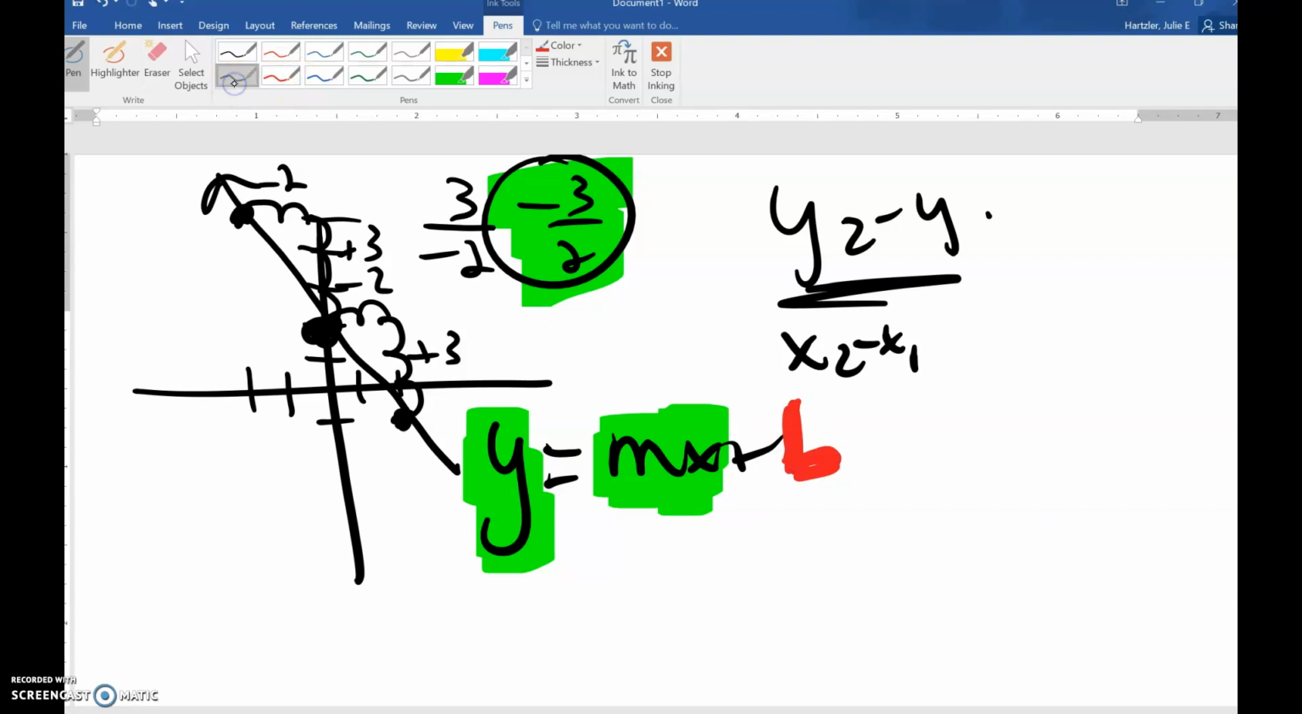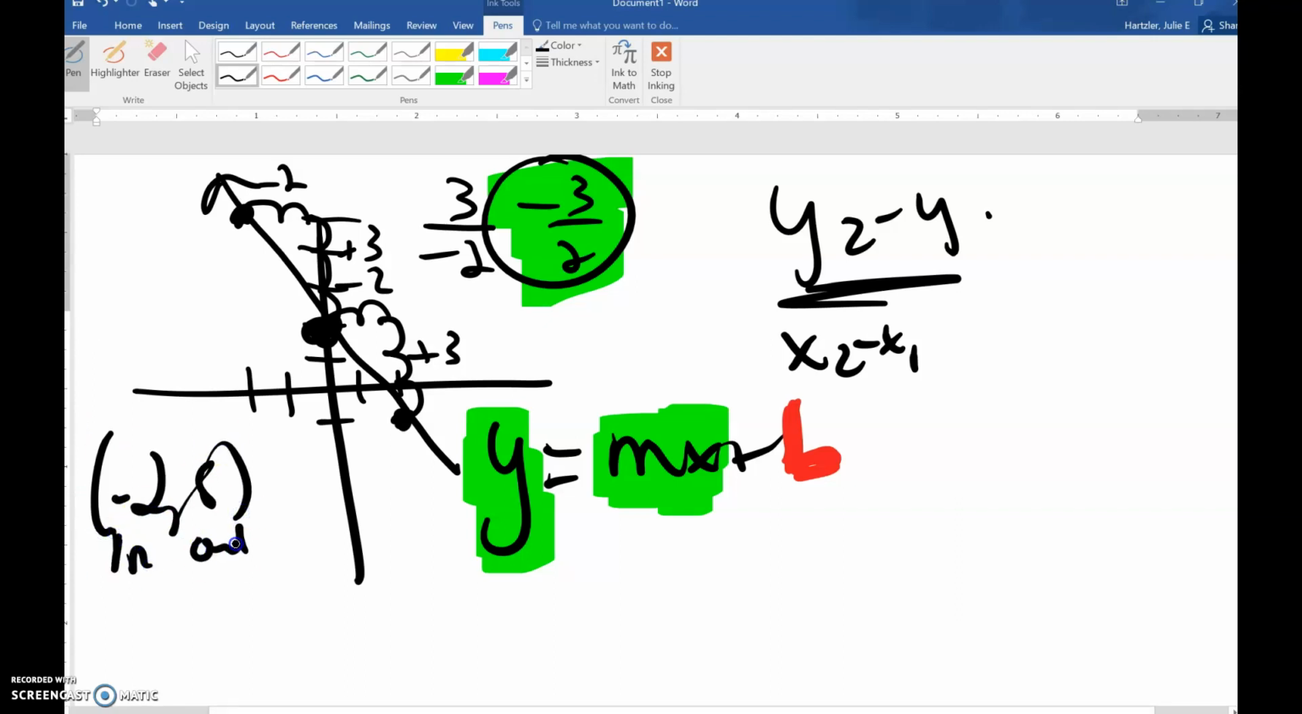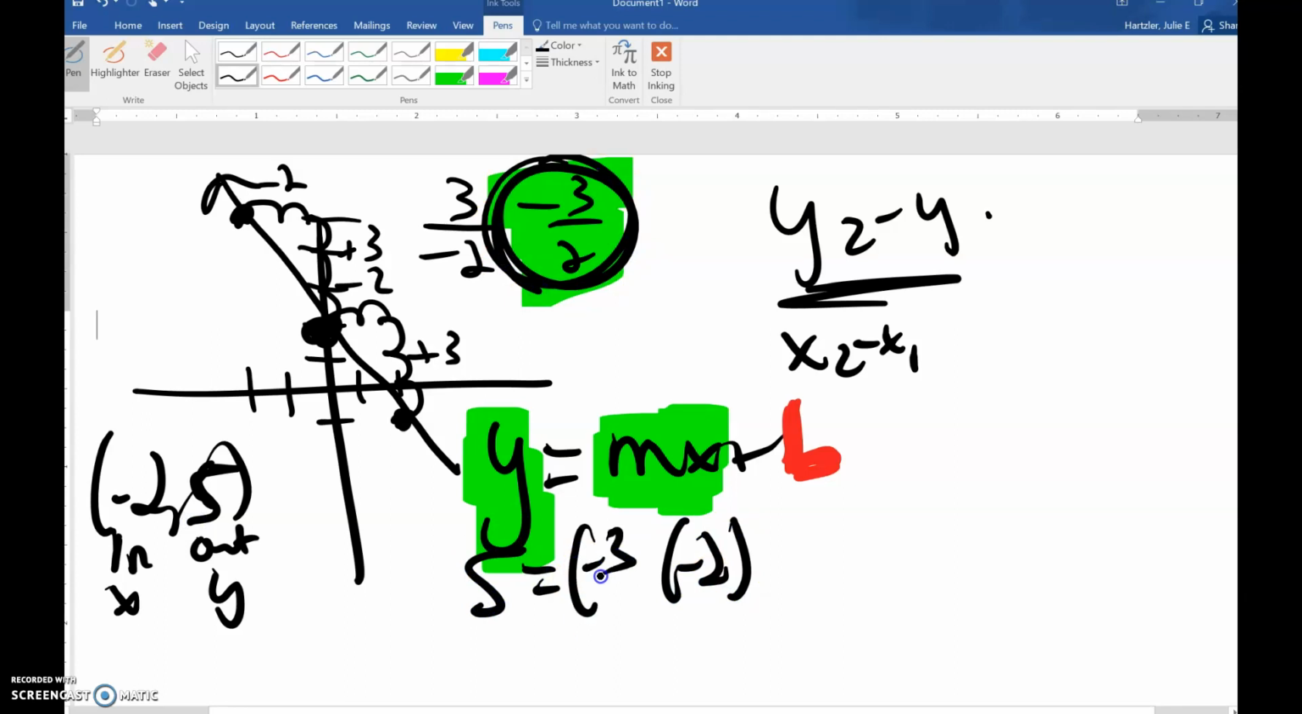So let's sub in what we know. I'm just going to sub in, I don't know, what do we have? One of the points is -2, 5. I'm going to sub that in. So input, output, or x and y. So my output is 5 when my input is -2. My slope is my rate, -3/2. And you can do -1.5 if you like decimals better, not going to hurt.